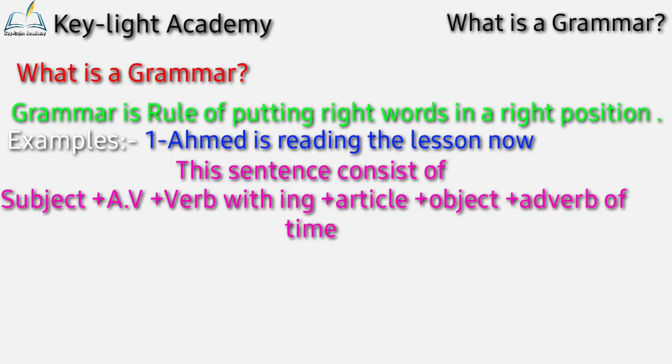Ahmed is the subject. A subject is someone who does the action. Is is an auxiliary verb, and auxiliary simply refers to helping verbs. Reading is a verb with ing. The base verb, or original verb, is read, with ing added in order to become a present verb. There is an article, and we will divide articles into two categories: definite article and indefinite article. And there is a definite article.